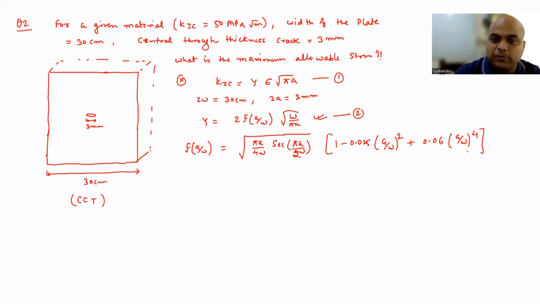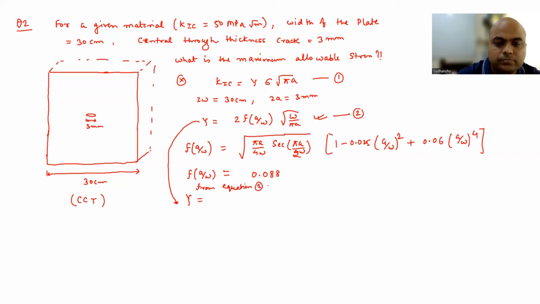We know a, we know W, so we know what a by W is, right? So you can calculate and this will come out to be 0.088. Now use equation 2 and figure out what y is. From equation 2, we can calculate y and it will come out to be 0.99297. Now see, it's 0.99297. It is very nearly equal to 1 for all practical purpose, right?